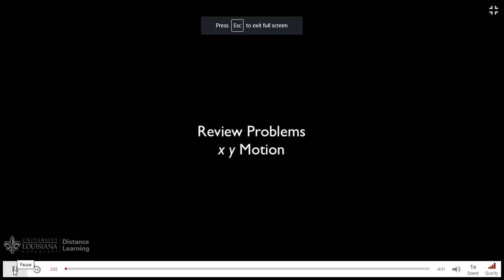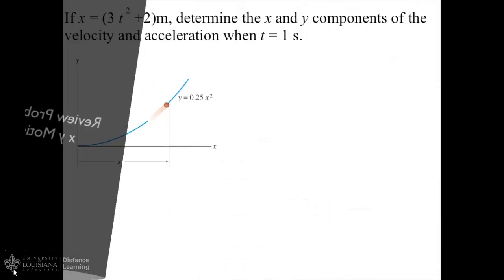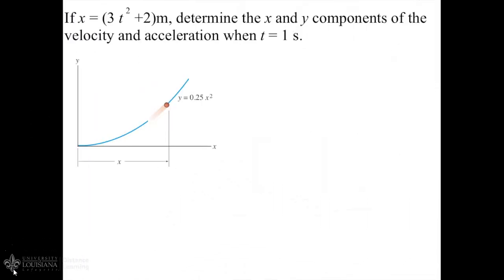View problems of curvilinear motion of a particle using x and y coordinates. And we'll begin with this one. Here we have a particle which moves along this parabolic path, and the position of the particle as a function of time along the x-axis is given. See if you can find the x and y components of the velocity and acceleration of the particle when the time t is 1 second.